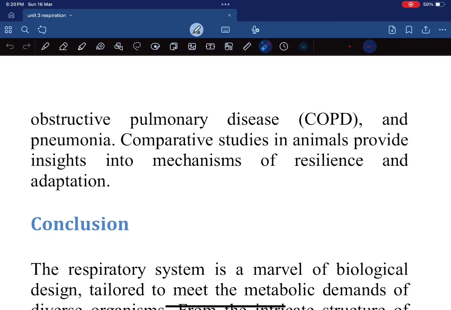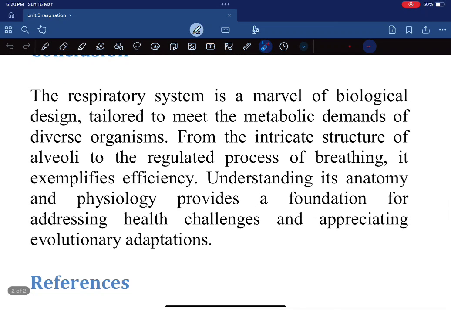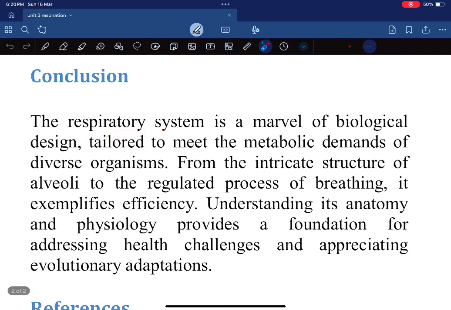Conclusion. The respiratory system is a marvel of biological design, tailored to meet the metabolic demands of diverse organisms. From the intricate structure of alveoli to the regulated processes of breathing, it exemplifies efficiency. Understanding its anatomy and physiology provides a foundation for addressing health challenges and appreciating evolutionary adaptation.